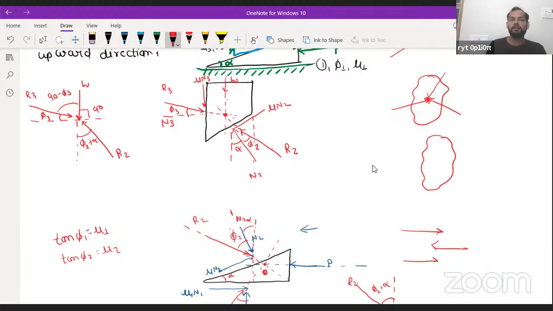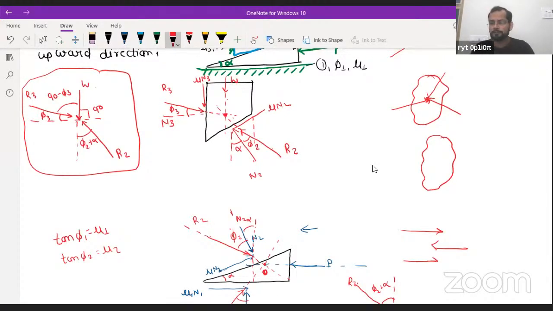So from here, what can you calculate? You have two relations. Why? Because you can apply Lami's theorem here. If W is given, can you calculate R3 and R2? Please respond. Because all the angles are given: alpha is given, phi 1, phi 2, phi 3 are given. So you can easily calculate R2 and R3.